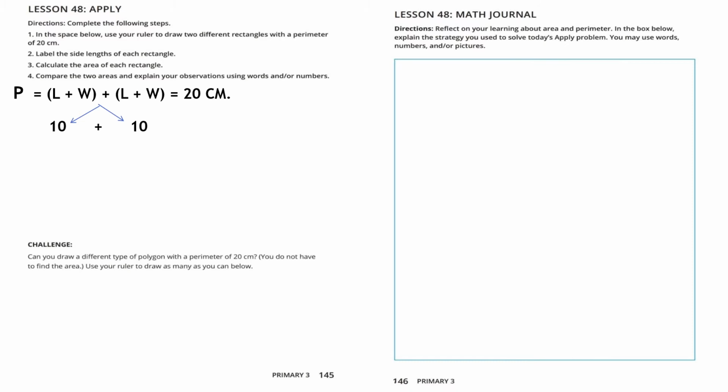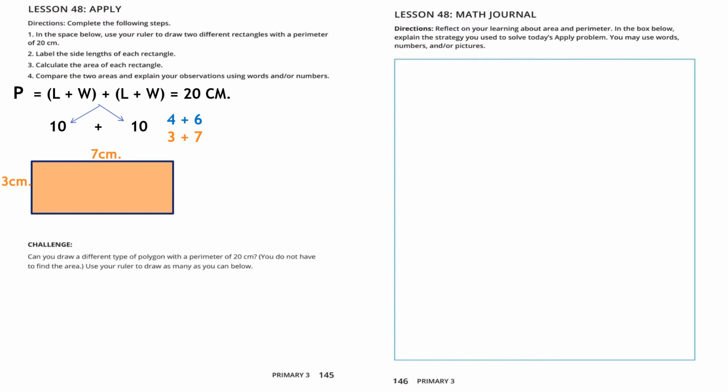What plus what will give me 10? We can say 4 plus 6 or 3 plus 7. 4 plus 6 equals 10 and 3 plus 7 equals 10. They are the length and width. The length is the longest side and the width is the shortest side. So let's draw the 3 plus 7 rectangle. The width here is 3 and the length here is 7.